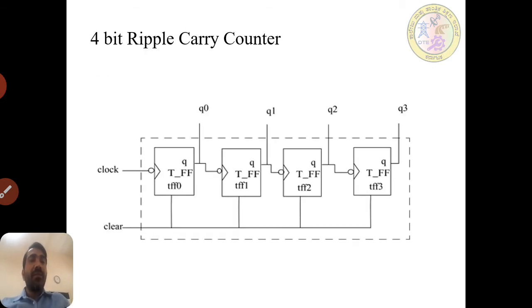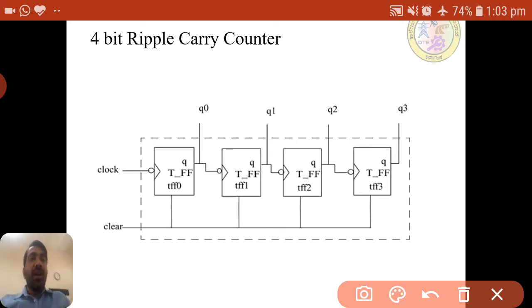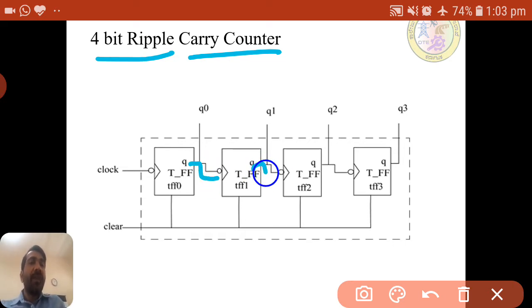As we know, there are many different counters. Here we are considering the 4-bit ripple carry counter. This is an asynchronous counter, and we call it ripple because the output of one flip flop acts as the clock for the next flip flop, and the output of that flip flop acts as the clock for the next flip flop, and so on. So this is an asynchronous 4-bit counter.